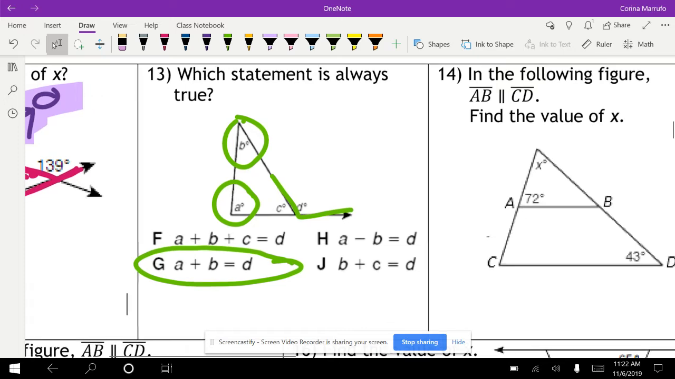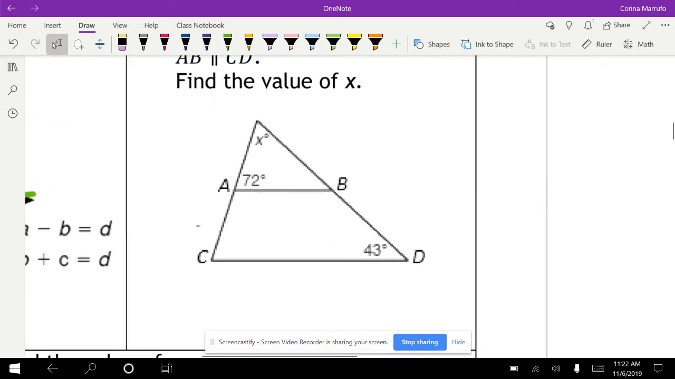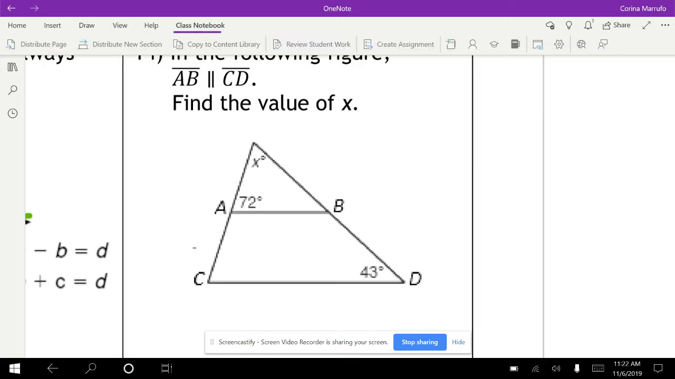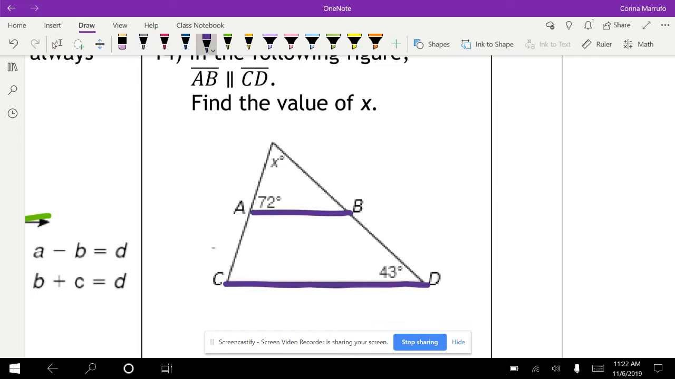All right. The next one, it says, in the following figure, find the value of x. And they tell us that AB is parallel to CD. So if these two lines are parallel, AB and CD, and it is cut by this transversal here.